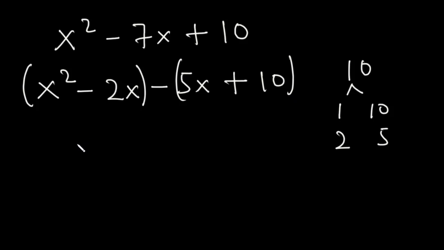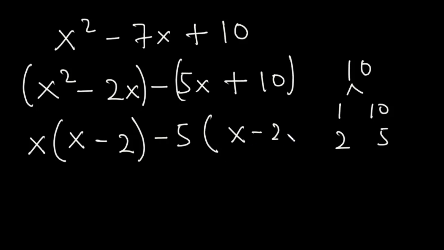let's factorize. The greatest common factor between x squared and negative 2x is x. So we are going to have x minus 2 and negative 5 on the outside, and then x minus 2 inside the bracket. So the final expression is going to be x minus 5 times x minus 2.